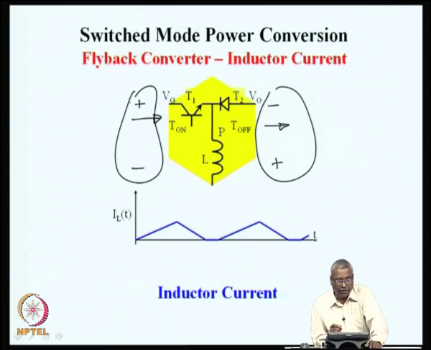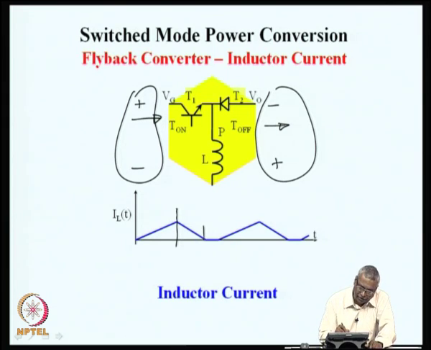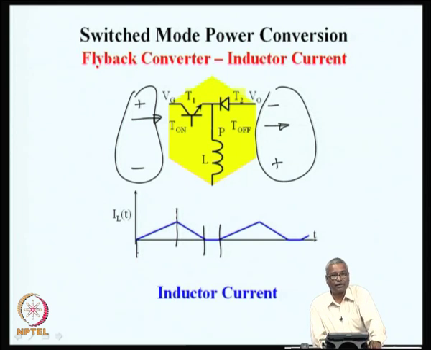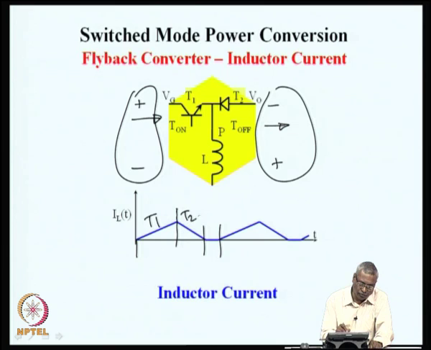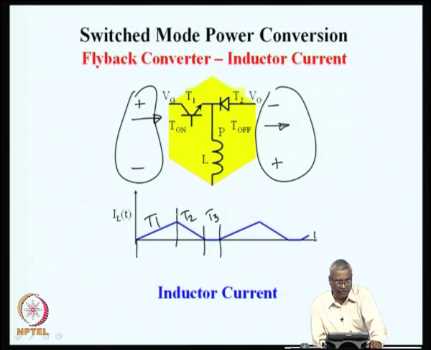Now, the continuous current mode and discontinuous current mode are characterized by 3 intervals. Very clearly it can be seen on the inductor current waveform: the interval T1, the interval T2, and the interval T3. T3 is when none of the devices are conducting, the inductor is floating, and there is no energy drawn from the source, and no energy supplied to the load side from the inductor.